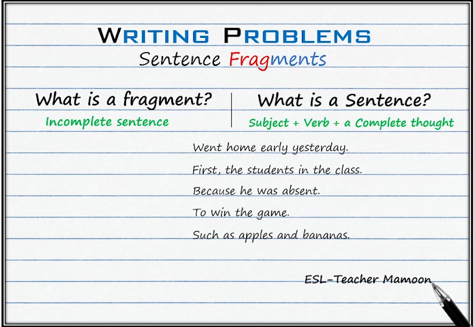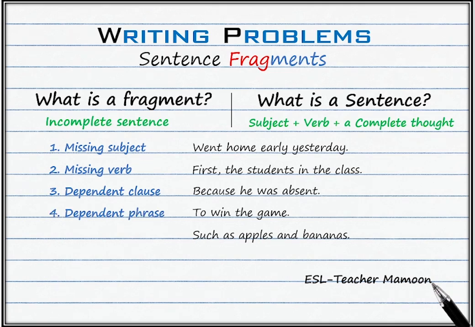Number 1, went home early yesterday. Who? We have no idea. That's a missing subject. Number 2, the students in the class. What are they doing? It's a missing verb. Number 3, because he was absent. That's a reason without a result. It's a dependent clause. Number 4, to win the game. What's required? It's a dependent phrase. Last but not least, such as apples and bananas. It's an afterthought, we call it an extra detail.